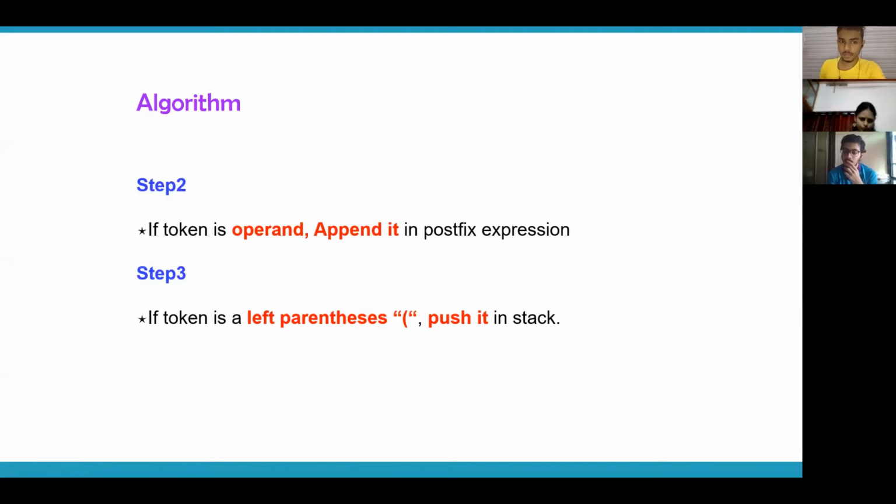Now step number 2. If the token is an operand, append it to the postfix expression. So if your token is an operand, append it to the postfix expression. You have something called the postfix expression, and if it is an operand, you have to put it in the postfix expression. That is step number 2. Step number 3 is, if the token is a left parenthesis, push it onto the stack. That's the third step.